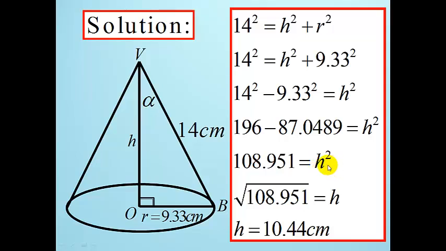So we have to take the square root of both sides. When we take the square root of h squared, we are left with h. And when we take the square root of 108.951, the answer is 10.44 centimeters. h is equal to 10.44 centimeters. So that is our height of the cone.